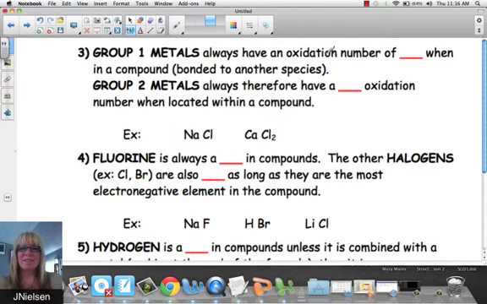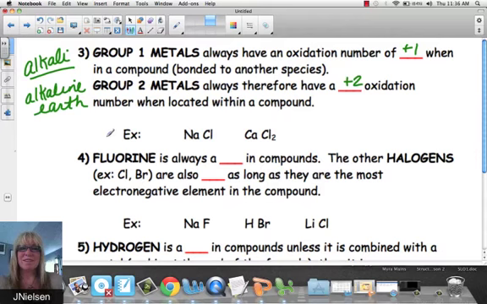Okay. We've already mentioned this before in the periodic table. We know that all group 1 metals, which are our alkali metals, all have an oxidation number of +1. If you looked at all of them in group 1 from top to bottom, +1. Our group 2, which are our alkaline earth, all have a charge of +2. Example, Na is +1, Cl -1. Ca is +2, Cl is -1.